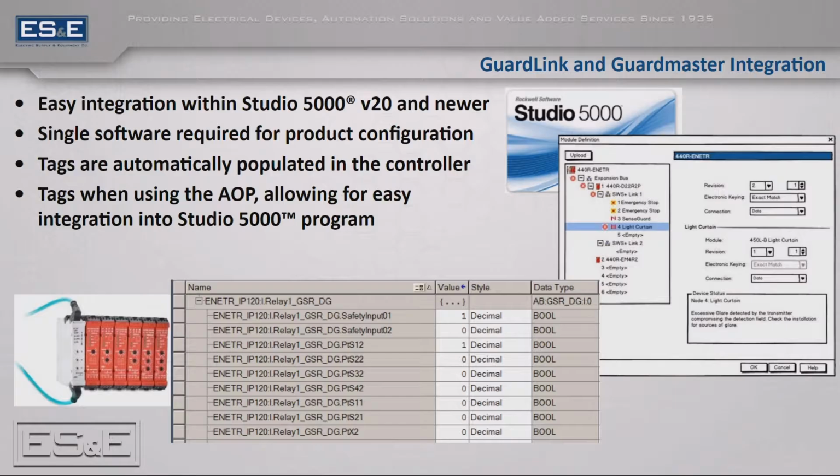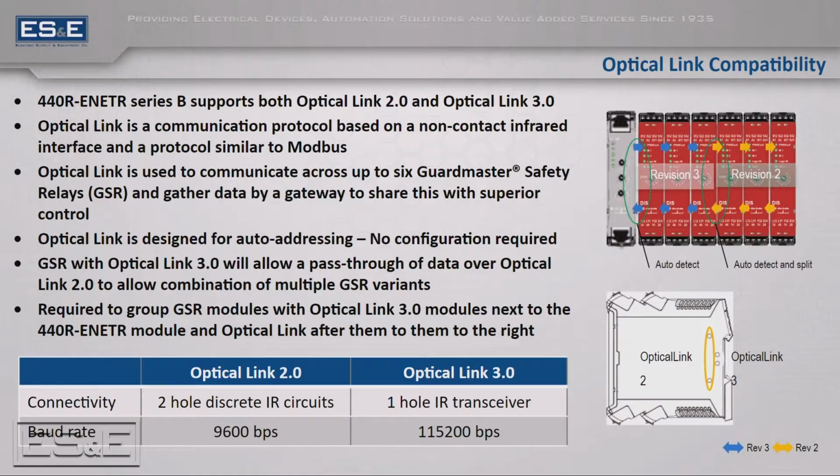So that's where you set up the configuration of the module directly from the Studio 5000 platform, as well as the tags, or some of the tags, that you get on those individual safety relays. This last page has quite a bit of information, but there are two main points that we need to identify here. We are showing in the top right corner that for each individual 440R Ethernet diagnostic module, you can have up to six safety relays.